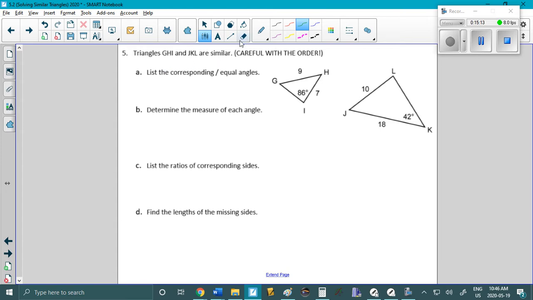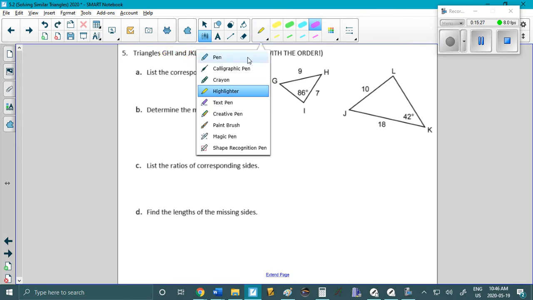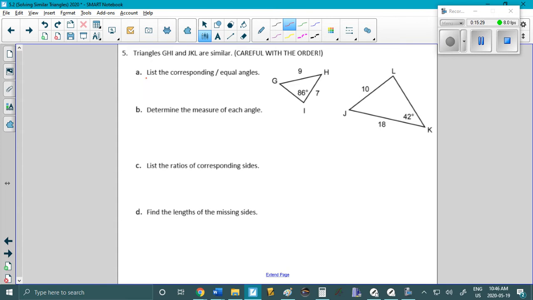Let's list the corresponding angles. Remember, the first letter goes with the first letter. The second letter goes with the second letter. And the third angle, or the third letter, goes with the third. Okay, so let's just do it like this. So angle G equals angle J. Angle H equals angle K. And angle I equals angle L.